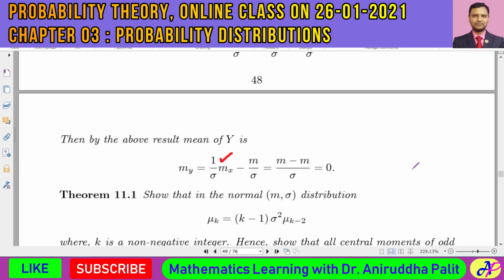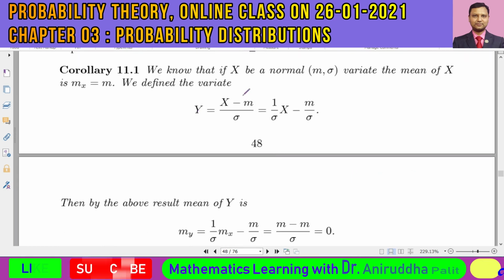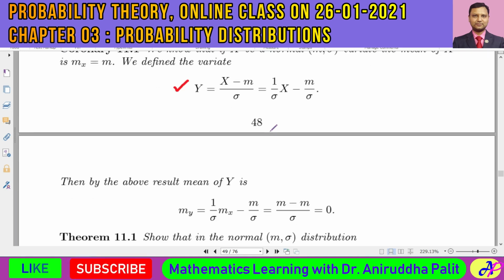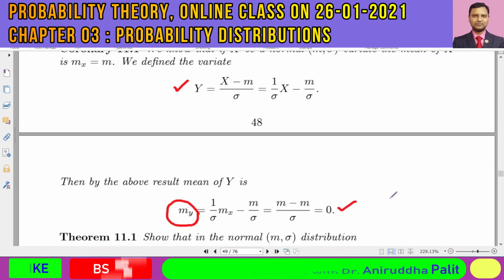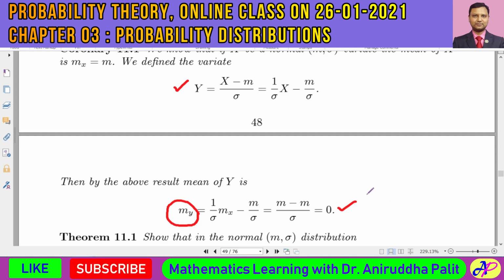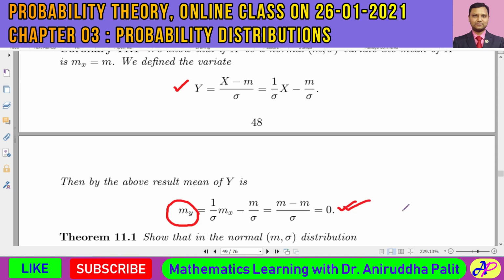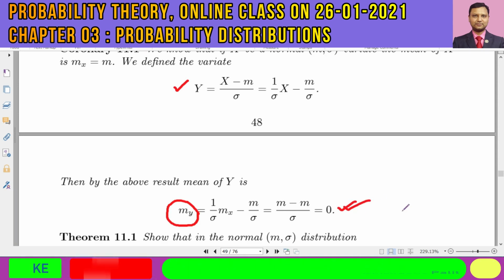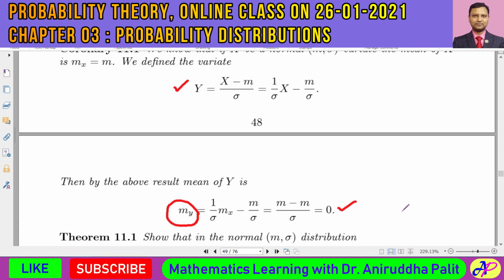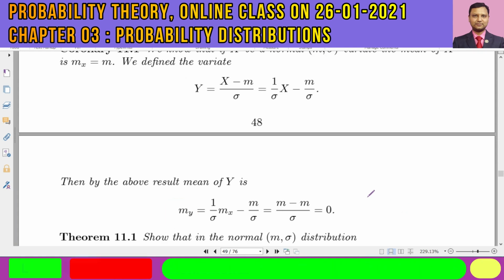And this kind of random variable, y is equal to x minus m by sigma, we proved is actually a standard normal variate. It follows the standard normal distribution, and we already got the result that in case of the standard normal distribution, the mean of that distribution is equal to 0. So this is a different kind of verification of that result, that the mean of this kind of standard normal variate is actually 0. So these results are to be used as an objective question.